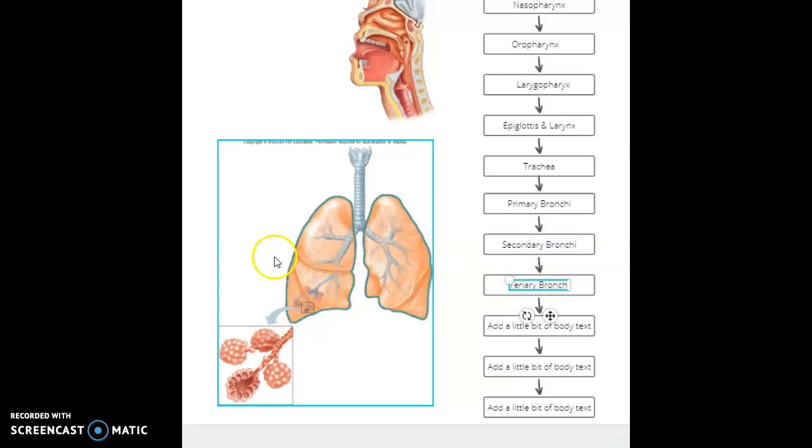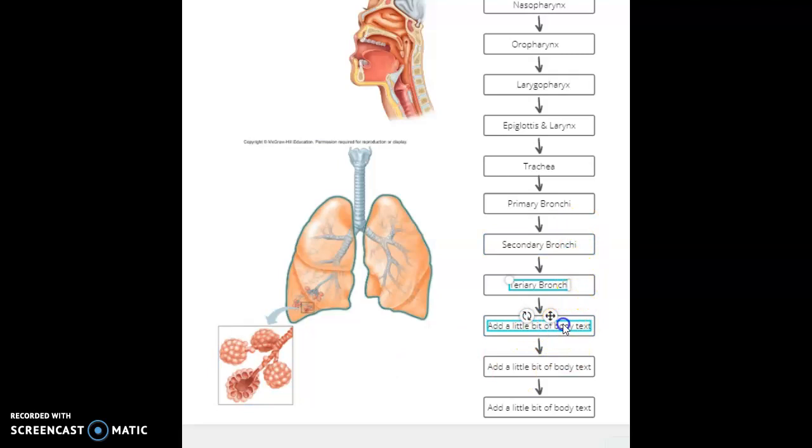It is then going to split thousands and thousands of times, and so we don't really keep going with this primary, secondary, tertiary designation. Because they become so small, we're going to change up the suffix to refer to small. And just like we talked about arterioles, the O-L-E-S is a small artery, and venules, U-L-E-S, small vein, we're going to refer to these smaller bronchi as bronchioles.